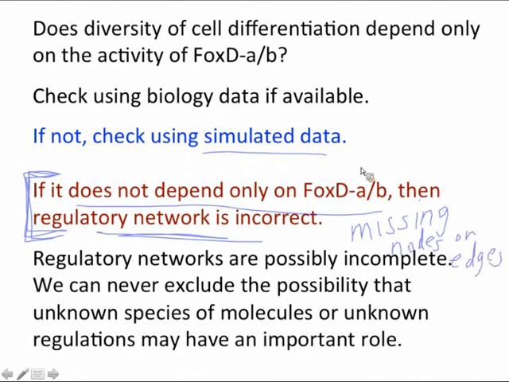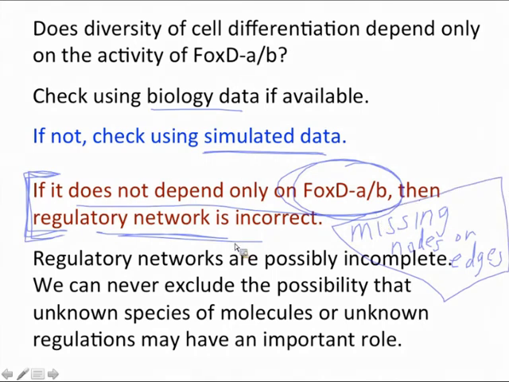So we know mathematically, if our graph is correct, that it must depend only on FOXD. But if we find out using either biology data, which is usually not available, or simulated data that it doesn't depend just on this, it depends upon something else, then we know that our regulatory network needs more work. And so that's one thing that this will do. Questions there?